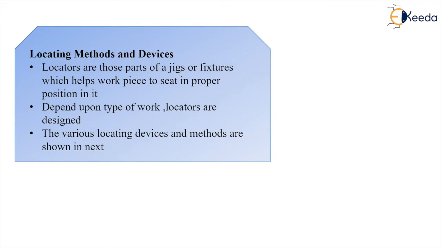So let us see some locating methods and devices. So the locators are those parts of the jig or fixture which help the workpiece to sit in a proper position within the jig or the fixture. These are the locators, which are giving the proper position for the workpiece to sit inside the jig or fixture body. Okay, these are the locators. So depending upon the type of work, the locators are designed. The various locating devices and methods are shown in the next slide.